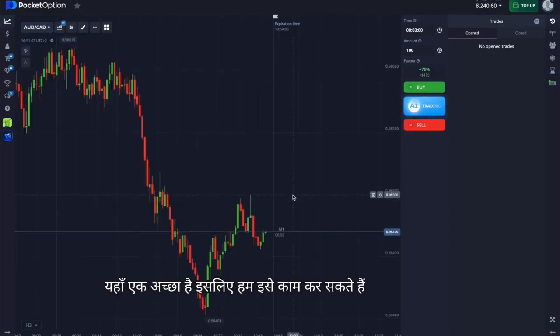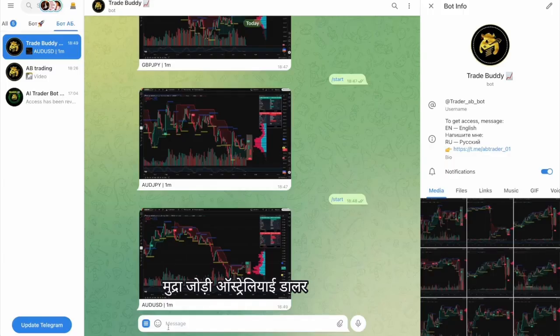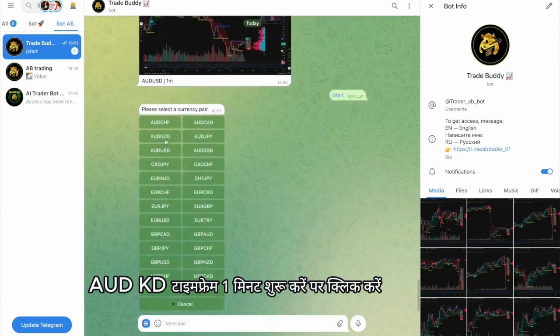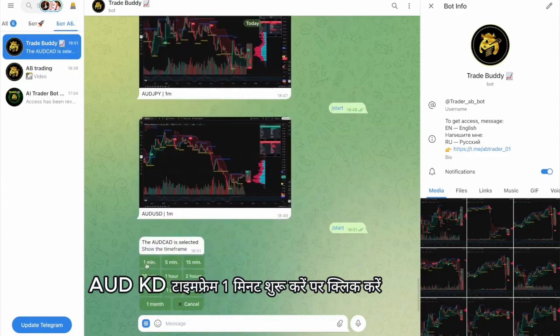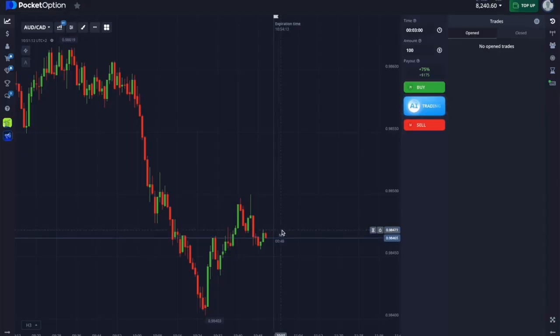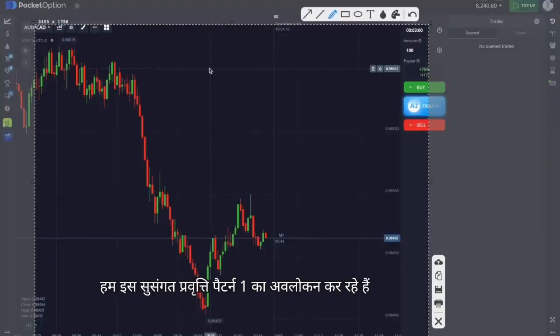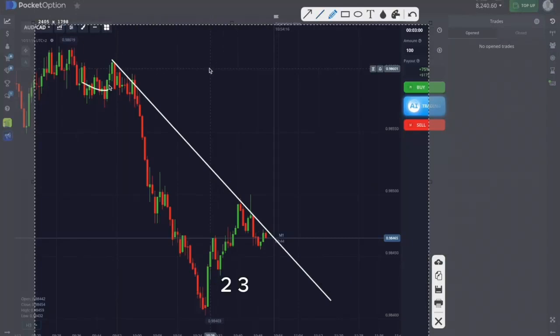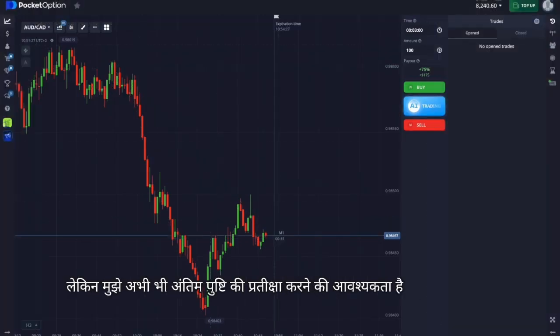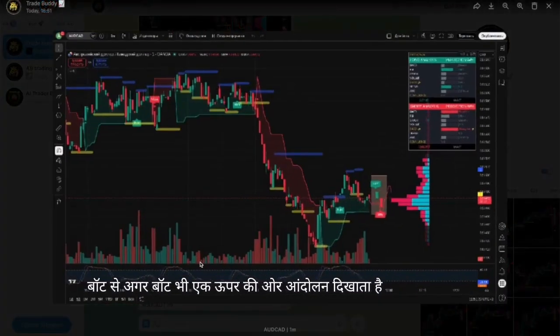Here's a good one so we can work it out. The currency pair, Australian dollar, Canadian dollar. Click on Start, AUD/CAD, time frame 1 minute. The market movement is trending in an upward direction, but if you take a look at these price highs, we have been observing this consistent trend pattern. 1, 2, 3, 4. I would look at entering an upward position right here, and I'd aim for a breakout trade, but I still need to wait for a final confirmation from the bot.